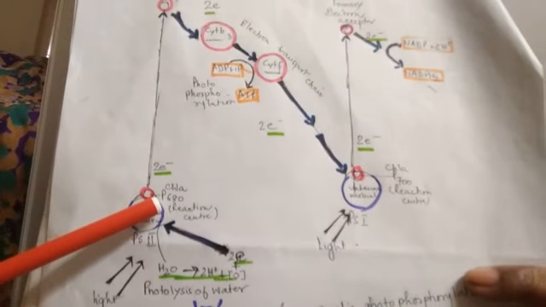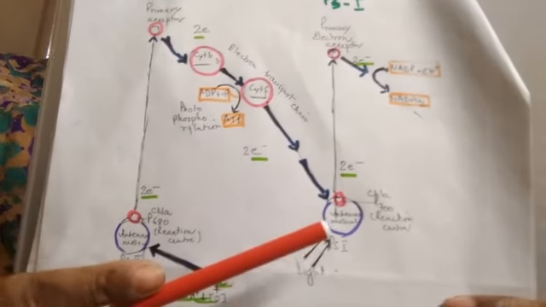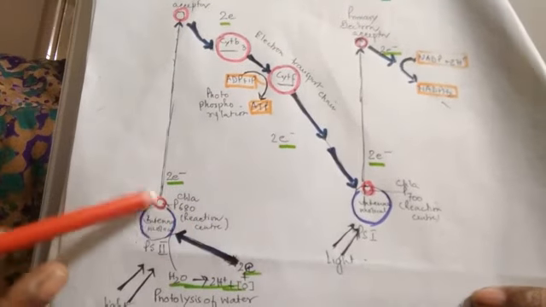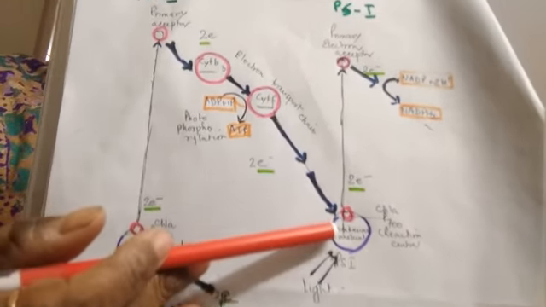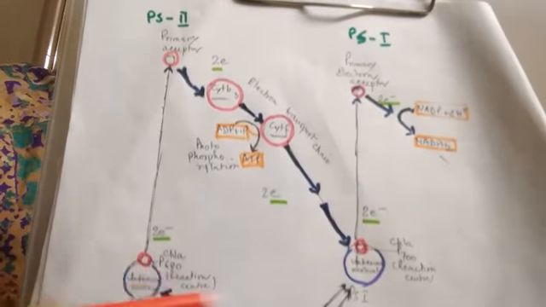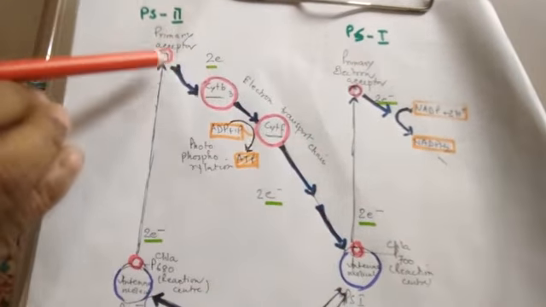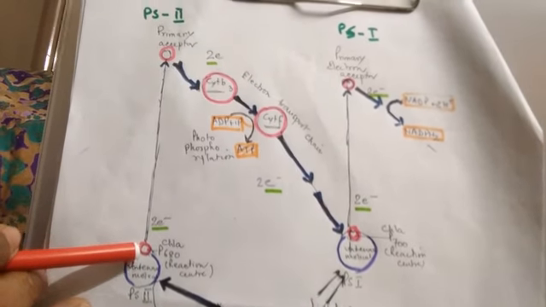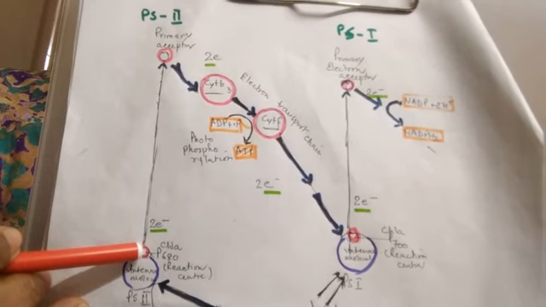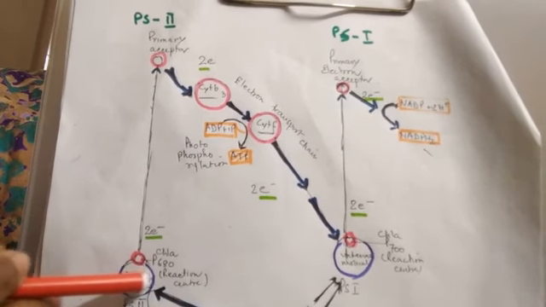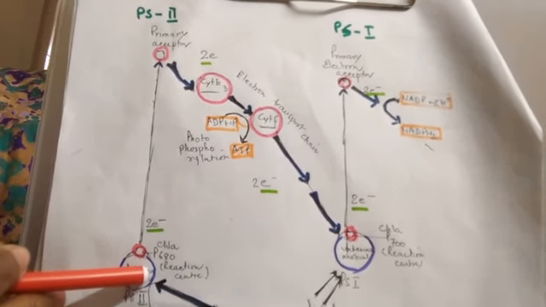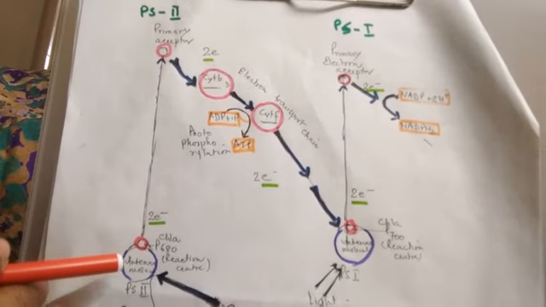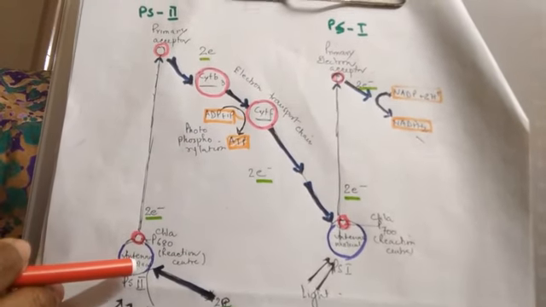Now the first thing is that non-cyclic photophosphorylation involves two photosystems, that is photosystem 2 and photosystem 1. So this is photosystem 2 and this is photosystem 1. You can see here, this photosystem 2, we know that it is P680. P680 is at the center, which is surrounded by 200 to 300 accessory pigments. Clear? Now light falls on these pigments.